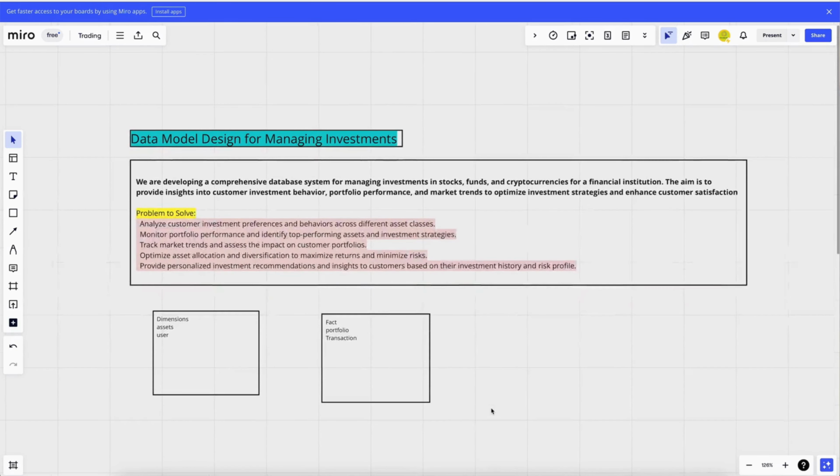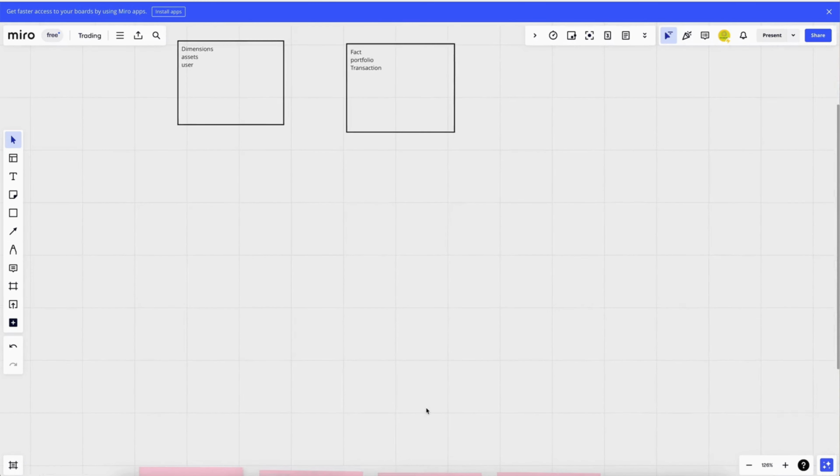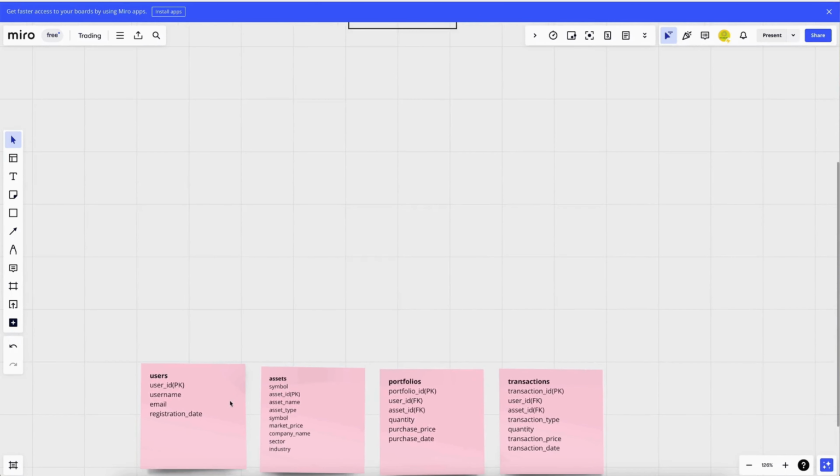So I'll start with the user dimension table. It's just the information about the user. It can consist of user ID, username, email, and let's say some registration date, say for Interactive Brokers, so that we can say when he got registered. It's very basic information of the user. So let me pull the user information here.